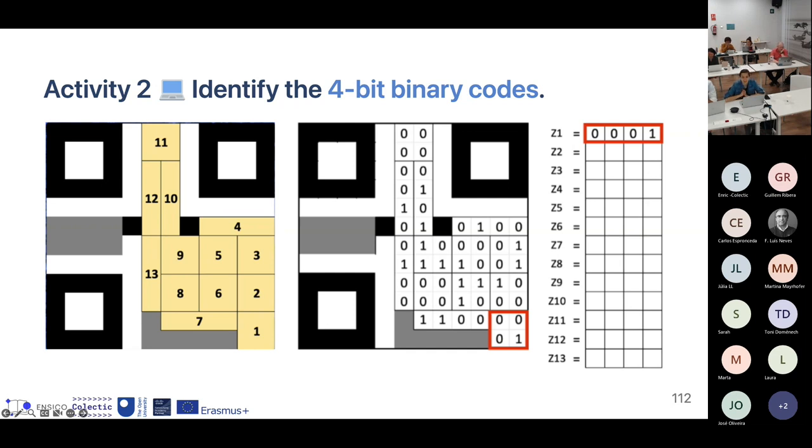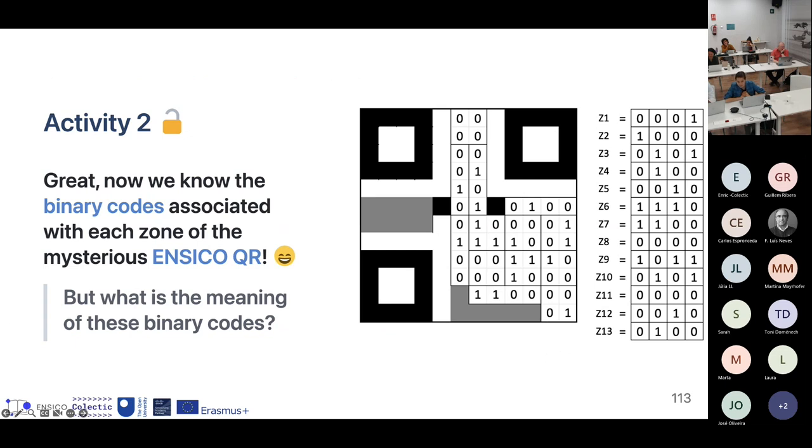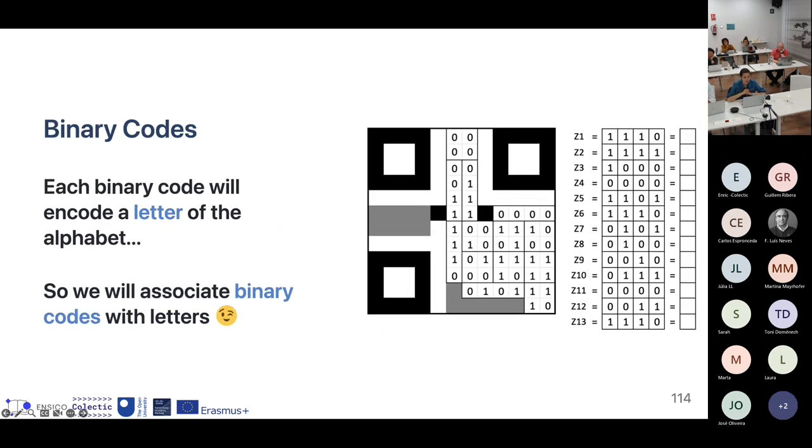If we actually had the patience to write the binary codes of all the 13 zones, and our students have to do that, we would get 13 binary codes. But what is the meaning of these binary codes, you ask? And I tell you, each binary code will encode a letter of the alphabet. So we will associate binary codes with letters. And how are you going to do that? Well, we could do it in a random way. You know, I'm going to say that 1110 is A and 0010 is B and so on and so forth. I could do that, but it would be chaos, okay? So we need a structured way to assign binary codes to letters.